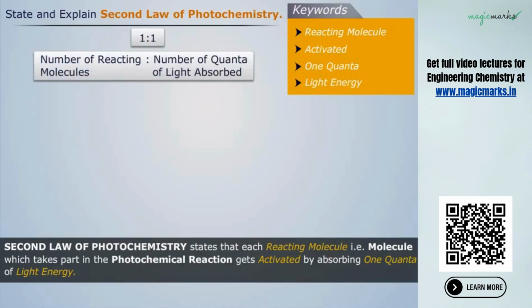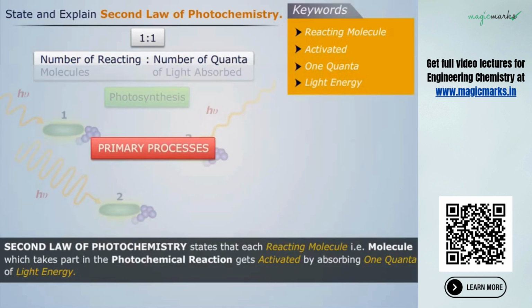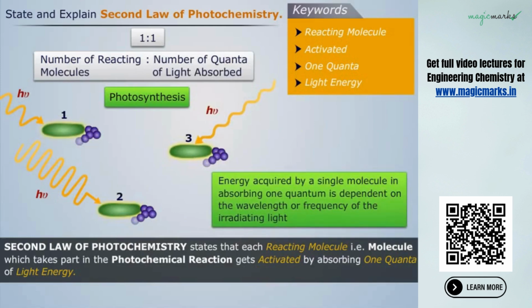Basically, this law implies 1:1 relationship between the number of reacting molecules and the number of quanta of light absorbed. That is, if 3 molecules are taking part in a photochemical reaction, then they have absorbed 3 quanta of light energy to get into an excited state. But it should be noted that this law is applicable only to primary processes. The energy acquired by a single molecule in absorbing 1 quantum is dependent on the wavelength or frequency of the irradiating light.